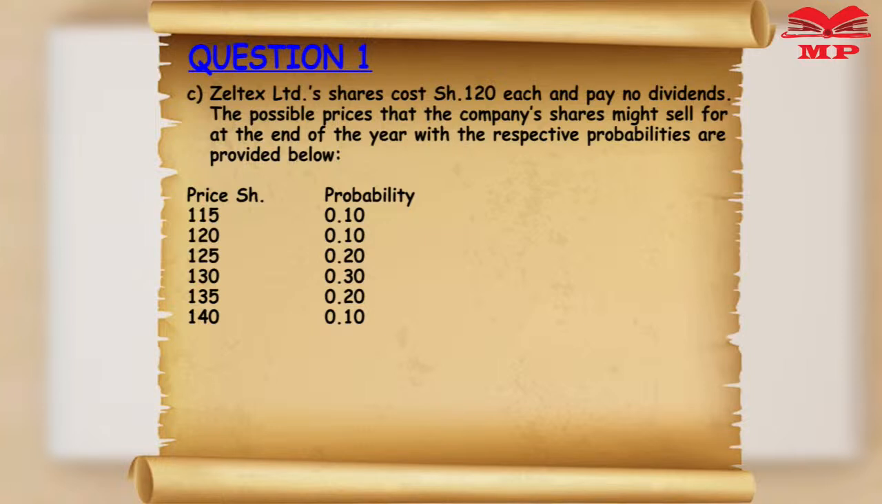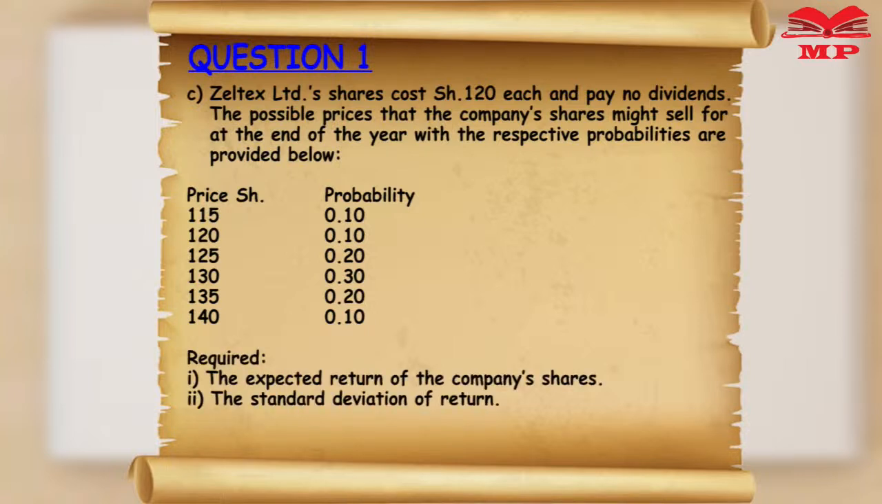So we have the prices and the probabilities that are provided in the two columns. Required: Roman 1, the expected return of the company's shares, 4 marks. Roman 2, standard deviation of return, 4 marks. So candidates will first answer part C, Roman 1, the expected return of the company's shares.